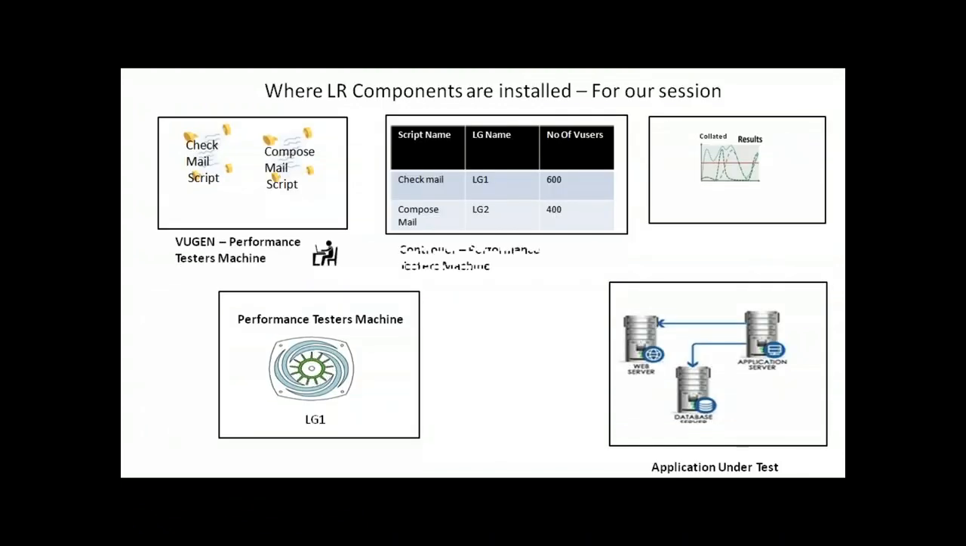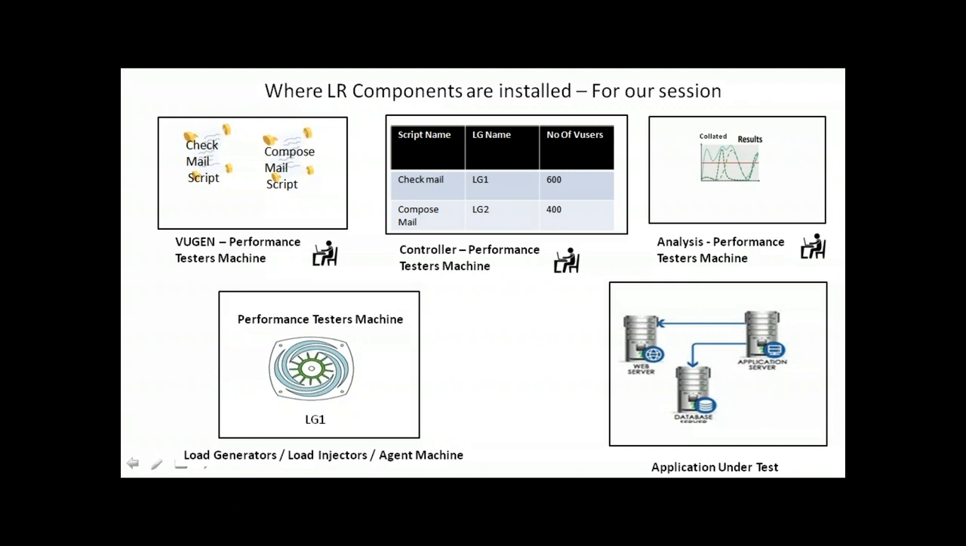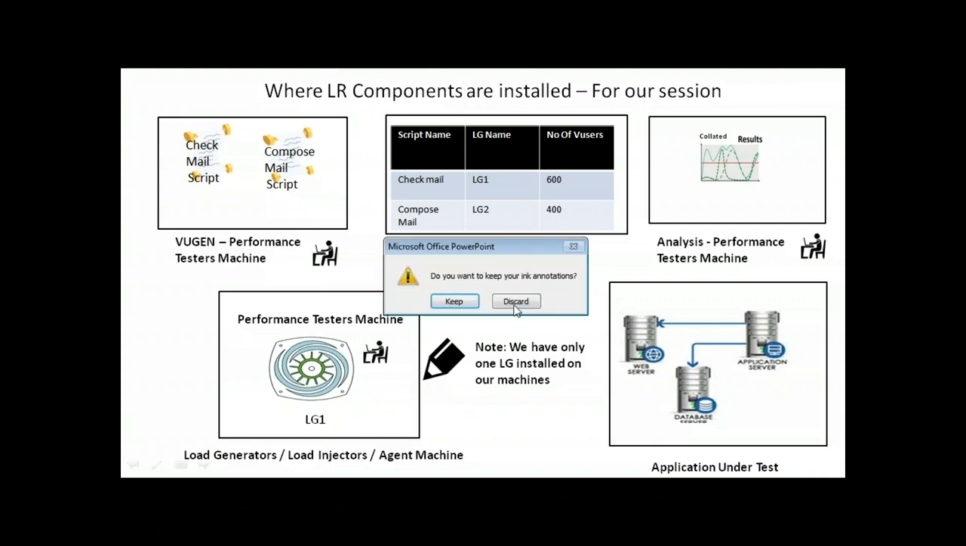VUgen is installed on the performance tester's machine. Controller is installed on the performance tester's machine, which is your machine. Analysis on your machine. And there is only one LG which is running for you guys. I've already shown you that LG as well. Okay. That is also installed on your machine. Everything is installed on your machine, which I've shown you at the starting.